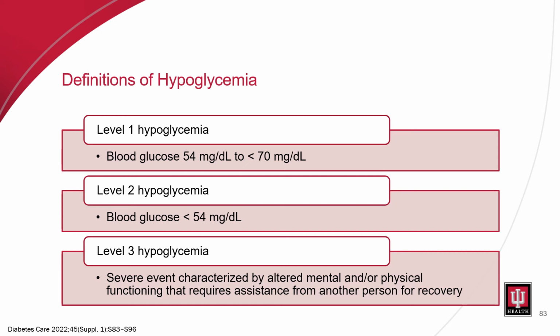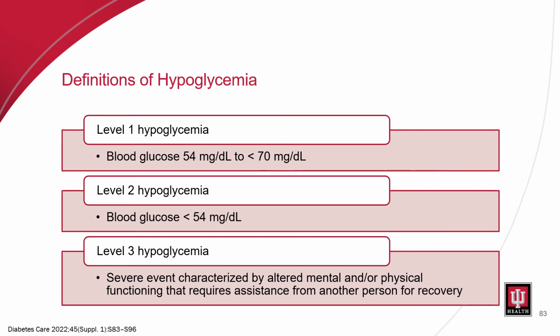We do utilize less than 70 milligrams per deciliter as the threshold for hypoglycemia, and this is because that's when their neuroendocrine response to hypoglycemia will start. There are certain definitions of the grades of hypoglycemia, with level 1 being the least severe and level 3 being the most severe. So level 1 hypoglycemia is when there's a blood glucose reading between 54 milligrams per deciliter to less than 70 milligrams per deciliter. Level 2 hypoglycemia occurs when the blood glucose is less than 54 milligrams per deciliter.